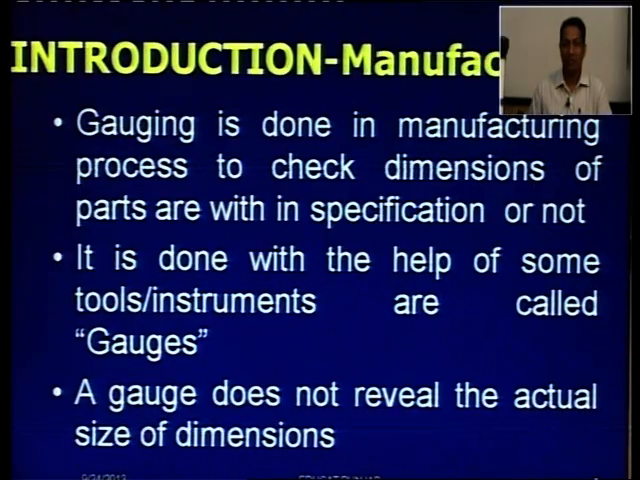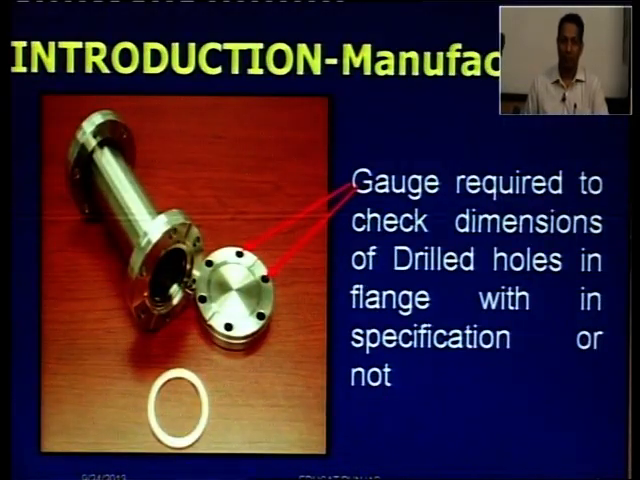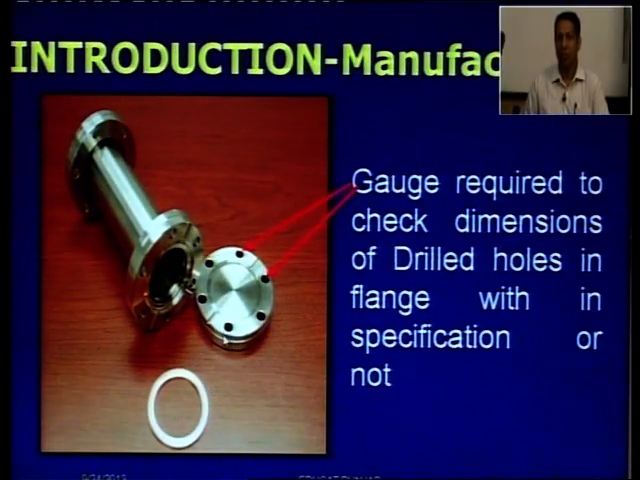Engineering metrology means we have to check whether the component is according to our dimensions or not. So, instruments are required to check it. For example, this flange we have manufactured. Now, we have to check whether these holes are according to our requirement, which means according to the size specified on the drawing.